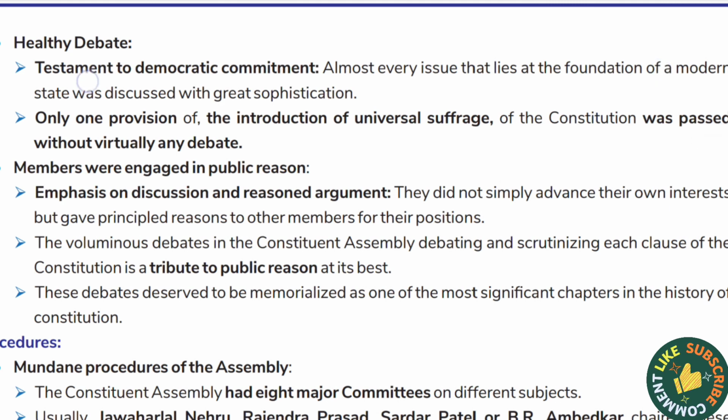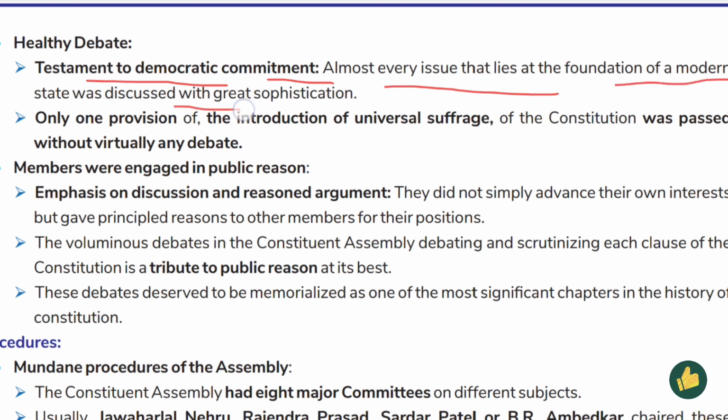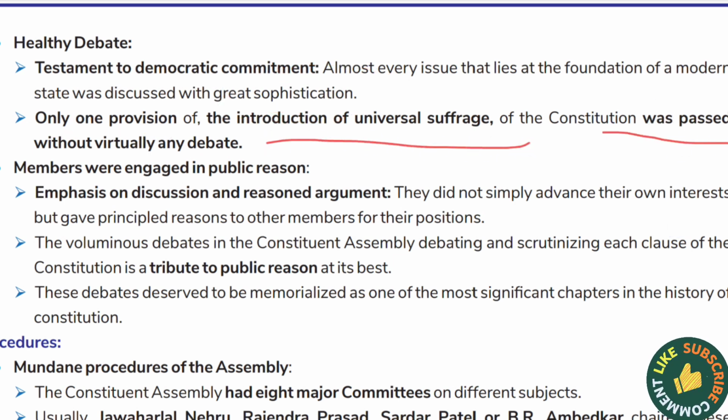The healthy debate, a testament to a democratic commitment, meant that almost every issue that lies at the foundation of a modern state was discussed with great sophistication. Only one provision of the Constitution, the introduction of universal suffrage, was passed without virtually any debate.